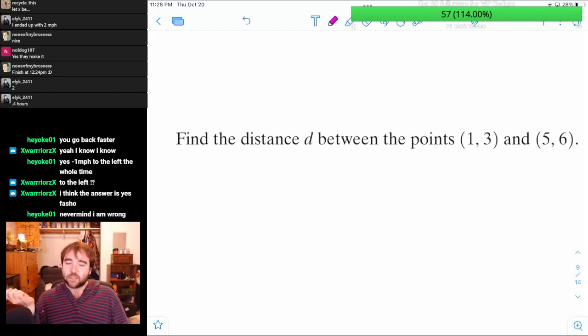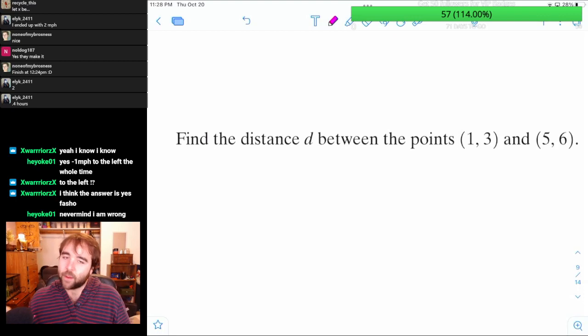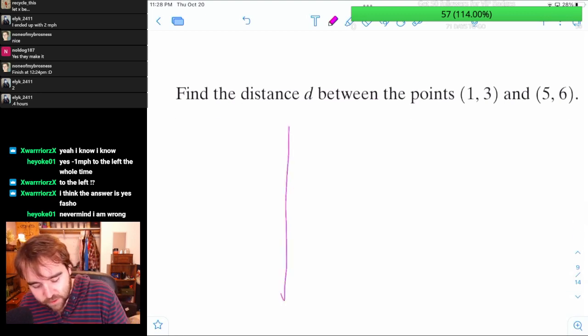So finding the distance between 2 points. There's a distance formula, but you can't just try to memorize it because it's kind of complicated and it's just straight from something you already know. So that's going to be better. Let's think about this first.